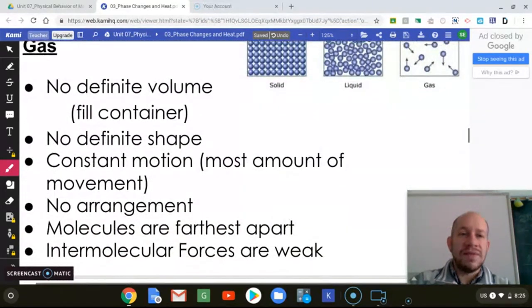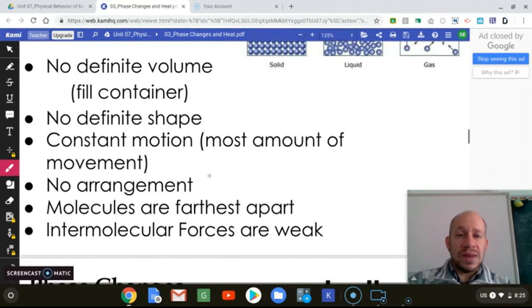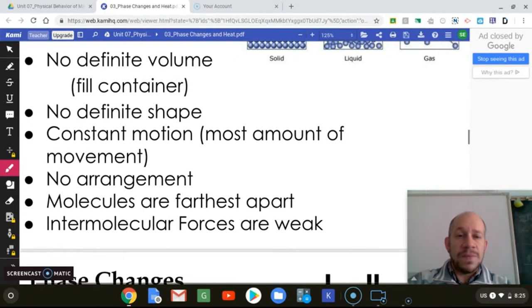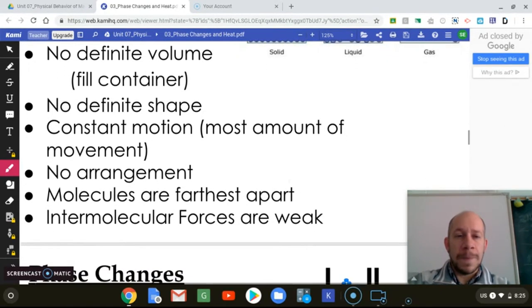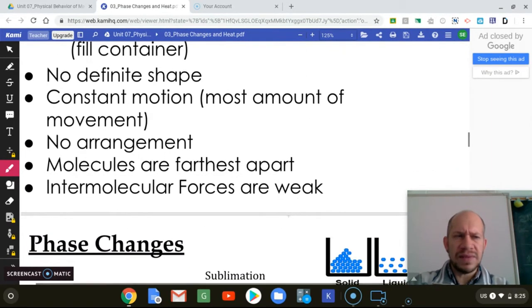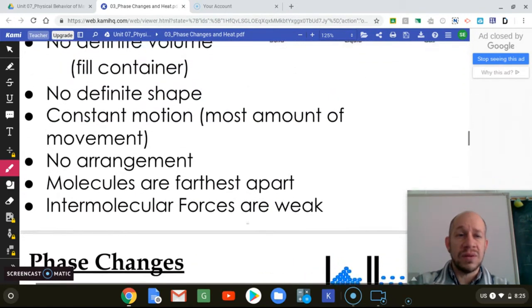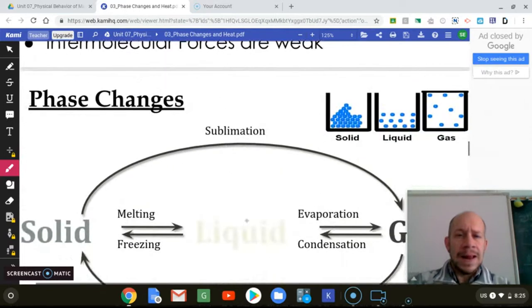Gases have no definite volume. They fill the container, and have no definite shape. They take the shape of the container. They have constant motion. They have the most amount of movement. And they have no arrangement. They're not in any organization. The molecules are very far apart, and their intermolecular forces are weak. So I believe I gave you a chart in your notes, so you can just summarize in that chart all of these different things, so you don't have to write every single word.